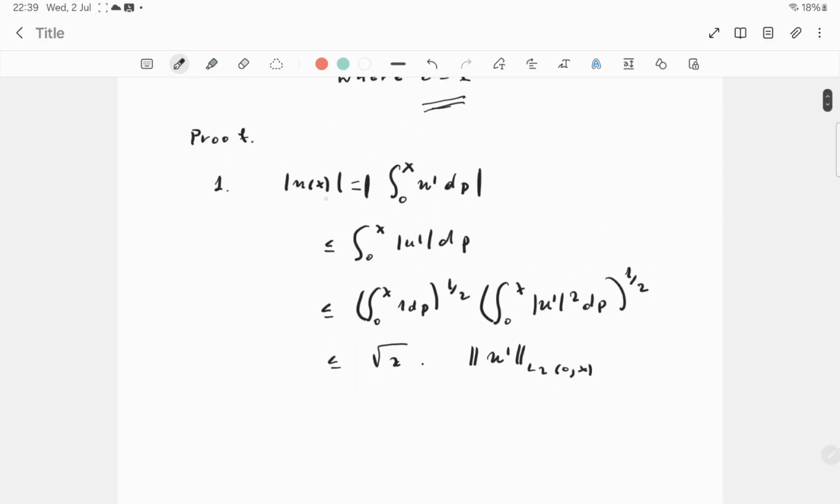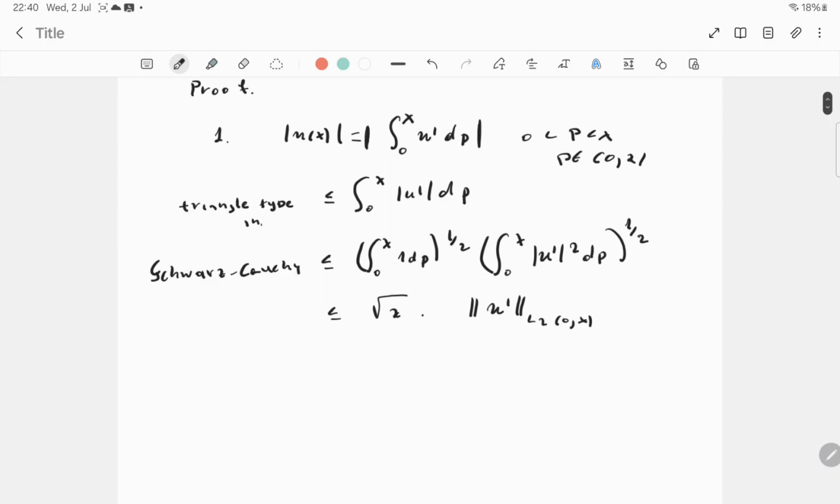That's the first part. So I take u of x equals the integral from 0 to x of u prime dp, so p is between 0 and x. Then I use the triangle inequality, and then here I use the Cauchy-Schwarz inequality. And I have that the function in absolute value is bounded by the square root of x times the L2 norm of the derivative on 0, x.